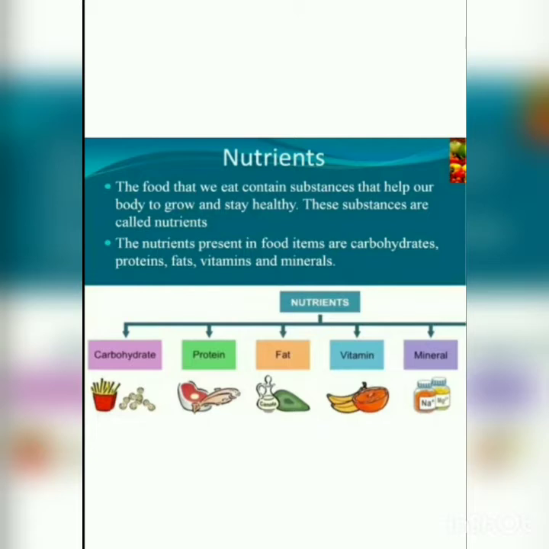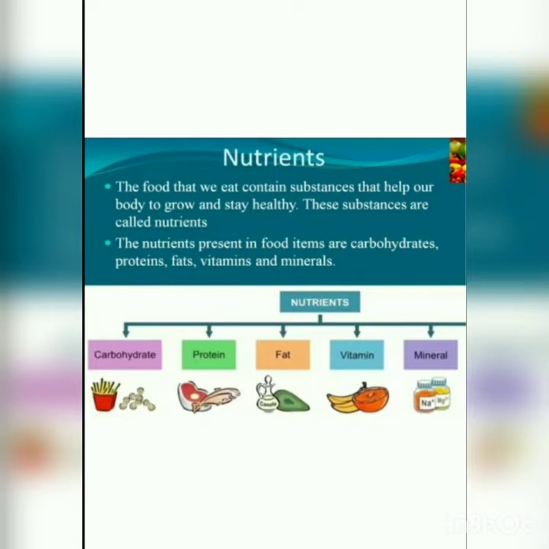So the food we eat contains a healthy substance that is known as nutrient. ठीक है, the food that we eat, it contains the substances which help our body to grow, which help our body to prevent diseases, which keep us healthy, which help us to stay fit, right? So these substances are called nutrients. So nutrients are basically the substances which are present in the food that we eat.